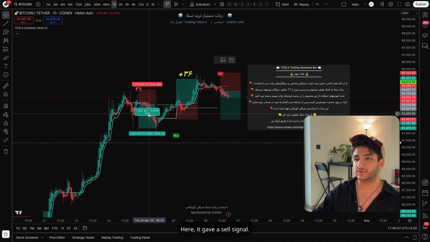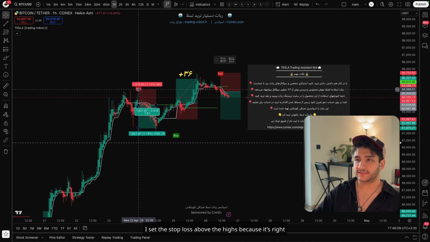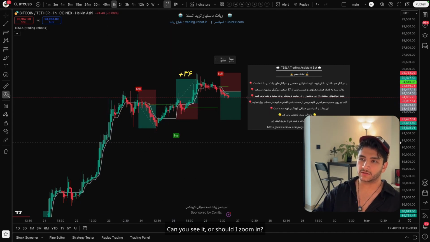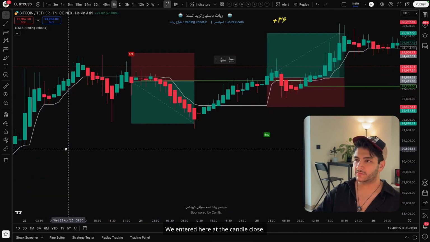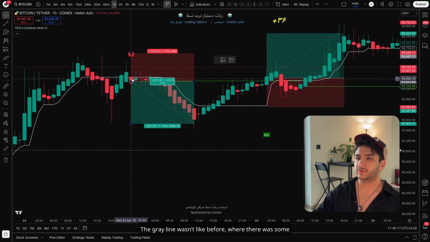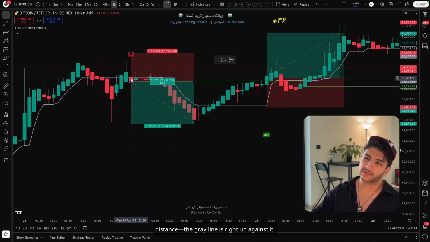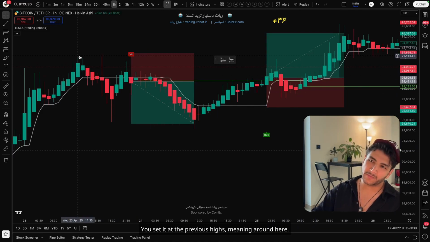Here, it gave a sell signal. We entered at the candle close. I set the stop loss above the highs because it's right up against the gray line. Can you see it? Or should I zoom in? I'll zoom in. We entered here at the candle close. The gray line wasn't like before, where there was some distance. The gray line is right up against it. You set it at the previous highs, meaning around here.